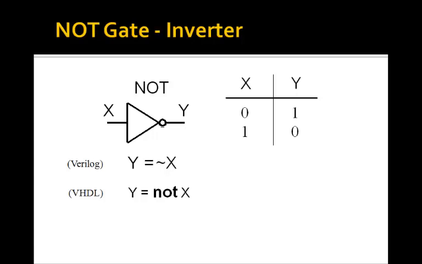The NOT gate has a single input and a single output. If we call the input X and the output Y, notice that if X is 0, Y is 1. If X is 1, Y is 0. It's just an inverter.